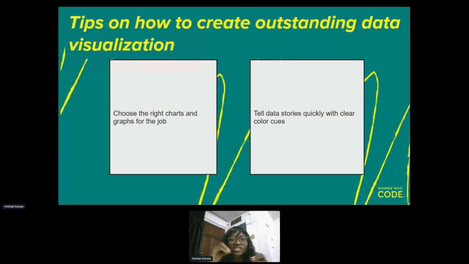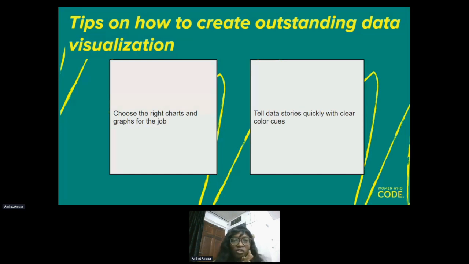And make sure you use a single color to represent the same type of data. For instance, if you are trying to show sales month over month, on a bar chart you can use a single color.